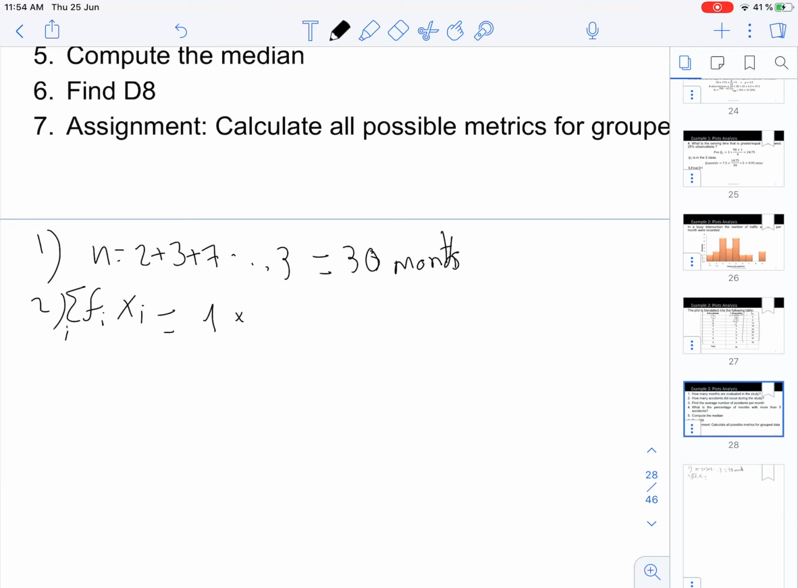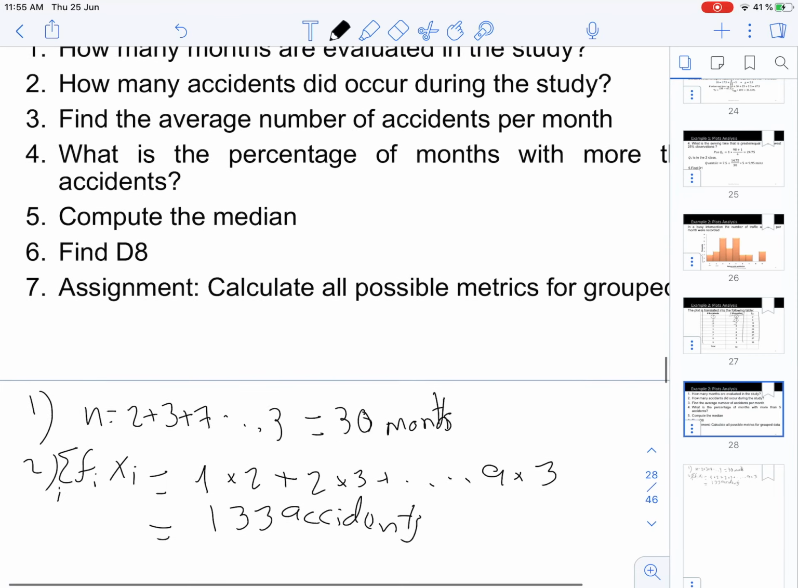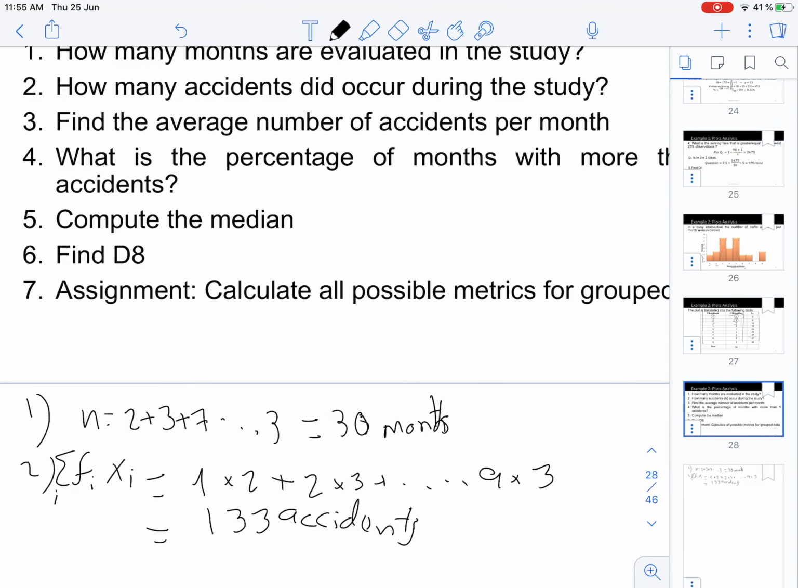So for the first one, number of accidents equal to 1, 2 months. For the second one, 2 accidents that occurred in 3 months. To the last one, 9 accidents that occurred in 3 months. So in total, in the study, 133 accidents were recorded. All right, part 3.